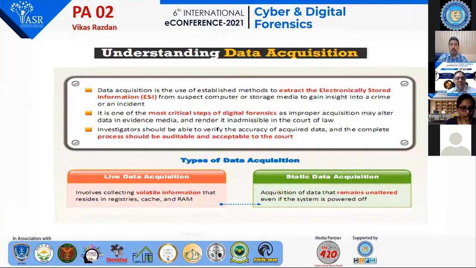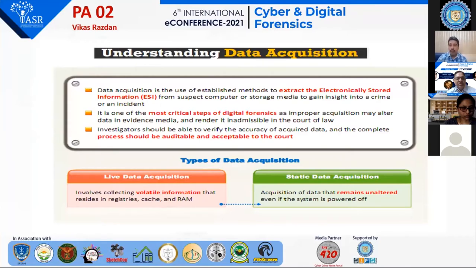The process of acquiring volatile data from computers, which is there in the registry or RAM, or in the static part, has been divided into two parts. And one should be very familiar. If, as an investigator, I am going to a place where we have to take the evidences, I have to see which acquisition I have to do, either a live data acquisition or a static data acquisition.